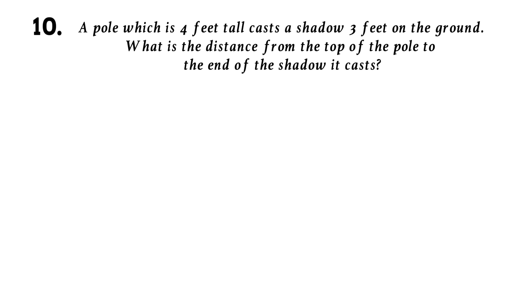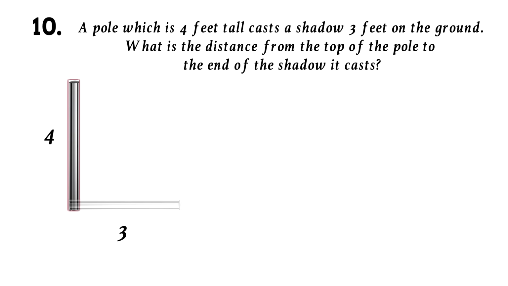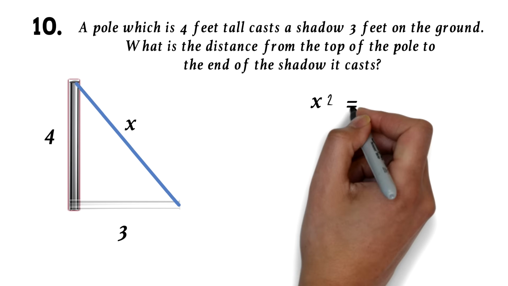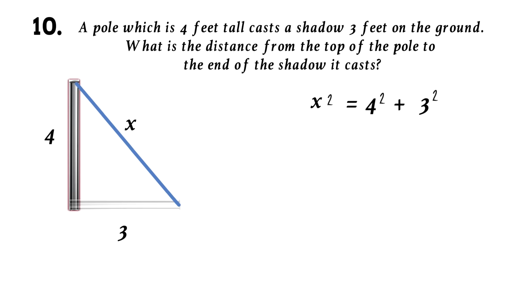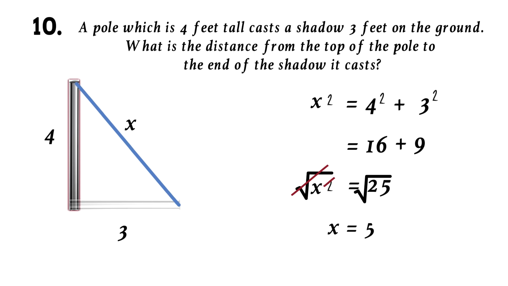Question 10. A pole which is 4 feet tall casts a shadow 3 feet on the ground. What is the distance from the top of the pole to the end of the shadow it casts? This is pretty much the same question as 9. Let's get a diagram. So this is our pole, which is 4 feet. This is the shadow it casts, which is 3 feet. We are supposed to find the distance from the top of the pole to the end of the shadow. We will see that we have formed a right triangle exactly like 9. We solve it exactly the same way. X squared equals 4 squared plus 3 squared. So you solve it and get the distance as 5 feet.